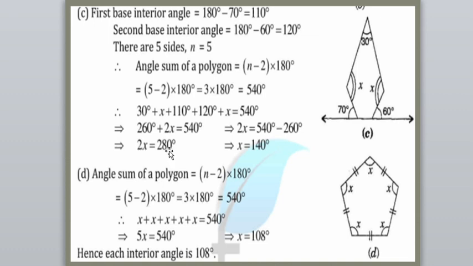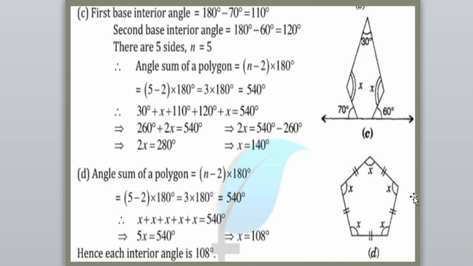So this 2 we can transfer to the other side, and 2 and x are in the form of multiplication. When we transfer this 2 to the other side, that multiplication goes in the form of division. So that is x equals 280 divided by 2, which is equal to 140 degrees. It means here we got the angle measure x as 140 degrees. Both angles are given as x, and this is also x, so this angle is 140 degrees and this angle is also 140 degrees. Then D.